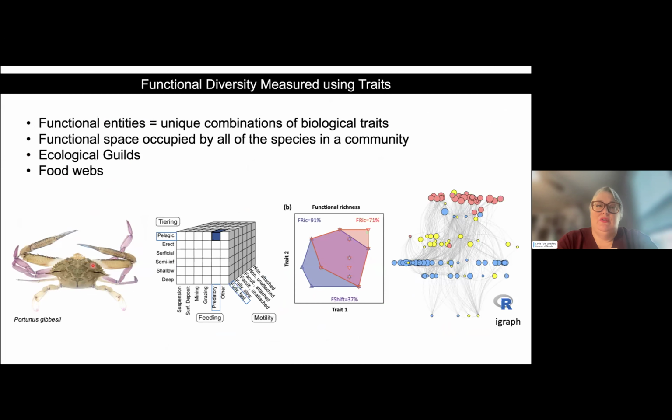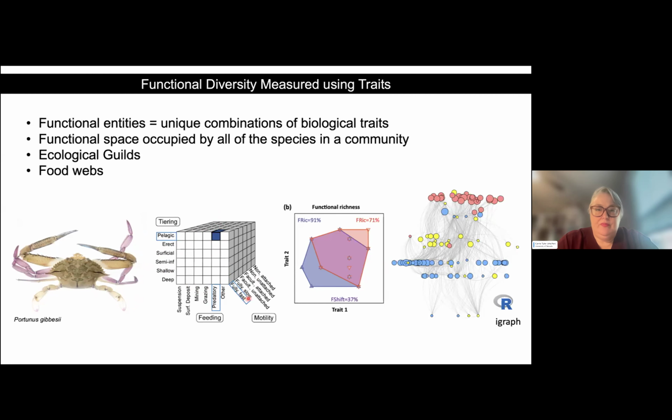So the way we measure functional diversity is using traits of organisms. So for example, here we have a swimming crab. I know it's a swimming crab because one of its traits is that it has these swimming paddles on its back legs here. So that's a trait. And this is the classic, again, Bambachian cube, where we can take those traits to characterize this organism. So for example, this crab is pelagic. It's largely predatory, and it's fully motile and fast. It's a swimmer. And so this filled-in cube here, those are its functional traits, the combination of these three.